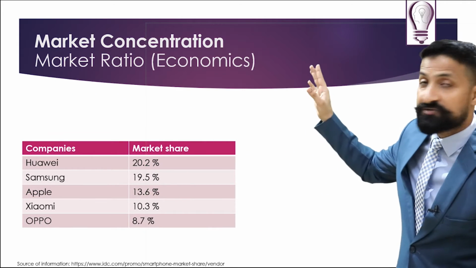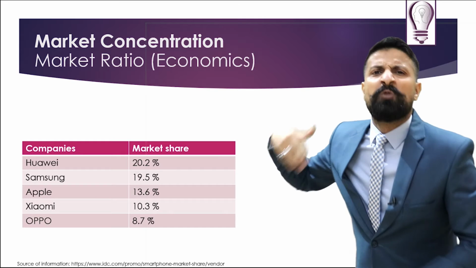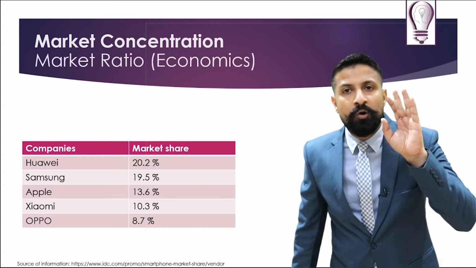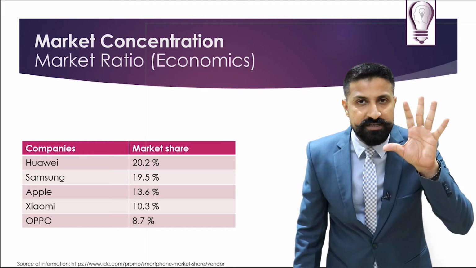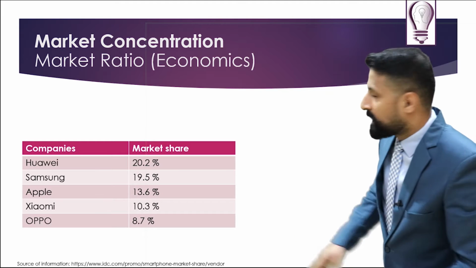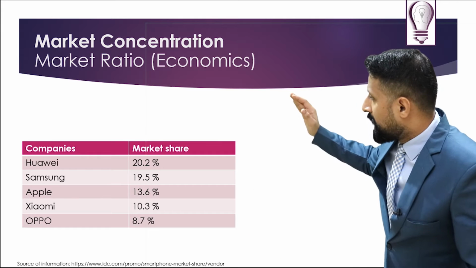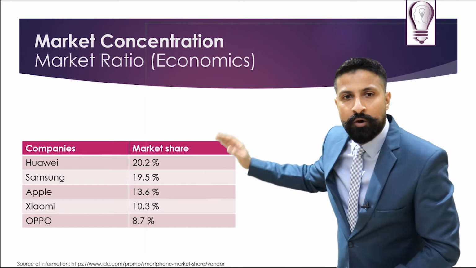Another name for market concentration is market ratio, which is mostly used in economics. Imagine that there are only 5 companies operating in the market: number 1, Huawei, Samsung, Apple, Xiaomi, Oppo. How much market share do they own?